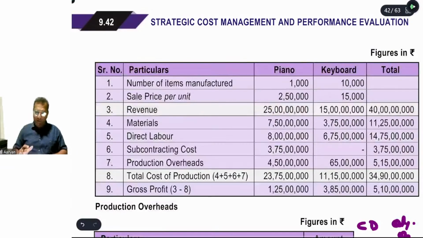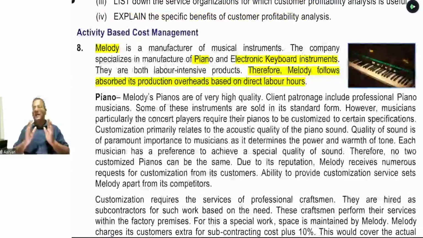So look beta, we will explain this whole thing line by line. We will explain each and every point in detail. First of all, we will say that both the products are labor intensive products. Under absorption costing, we are using the formula total production overhead of 5 crore 15 lakh divided by total direct labor hour. We will get the recovery rate, and this recovery rate will be the blanket recovery rate. Based on the blanket recovery rate, we are currently recovering overhead under absorption costing. Now we will explain this.